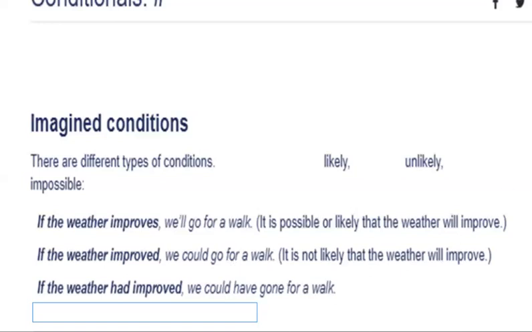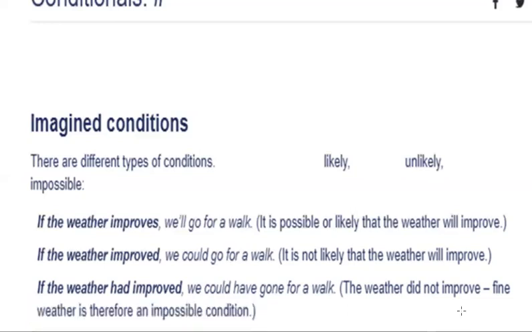This is written here: the weather did not improve, and as it has not improved, it is impossible for us to go for a walk. So these are the three conditions with the same example. Hopefully you will understand, and now you can use them in your sentences.